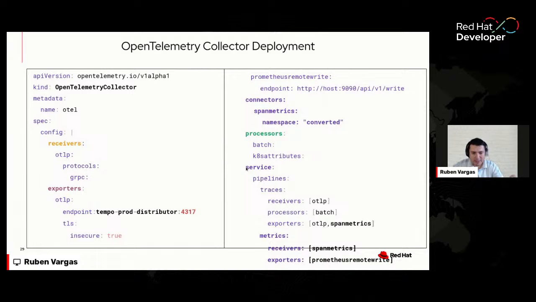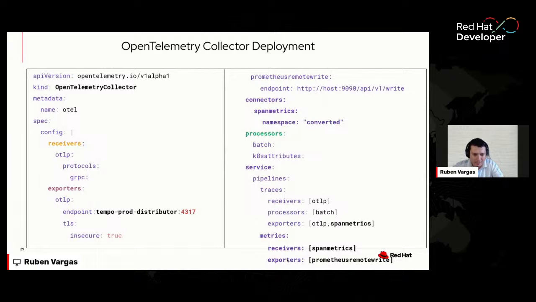Then we have the service, which is the glue of all of the three things. And you have the pipelines, the different pipelines, because this collector, we are focusing on traces, but this collector also handles logs and metrics. And we have this trace pipeline. In here, we define the receivers, processors, and exporters for that pipeline. And now there is one other thing, because here we define two pipelines, which are the traces and the metrics.